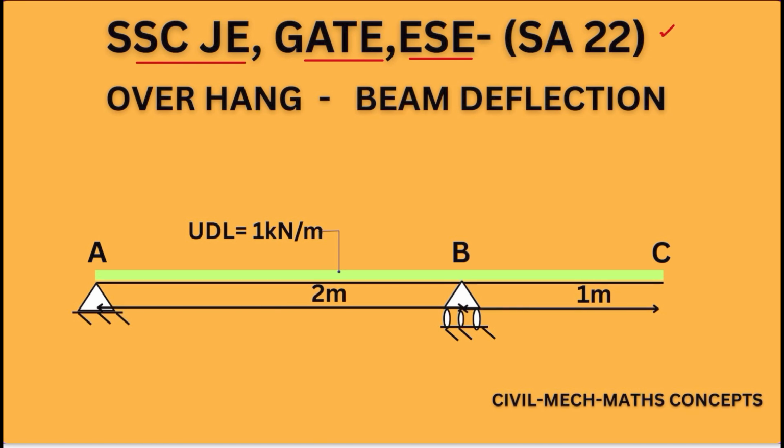This is about overhang beams, how the deflection takes place and what the deflection curve looks like. This is what we will be discussing today.